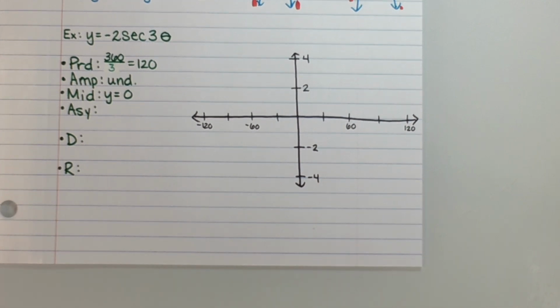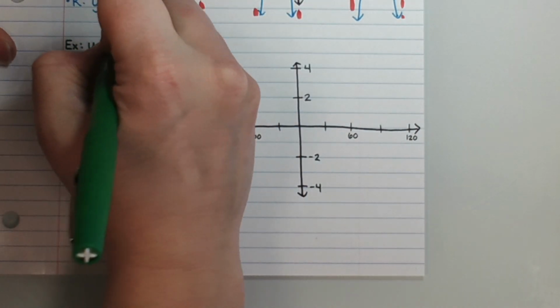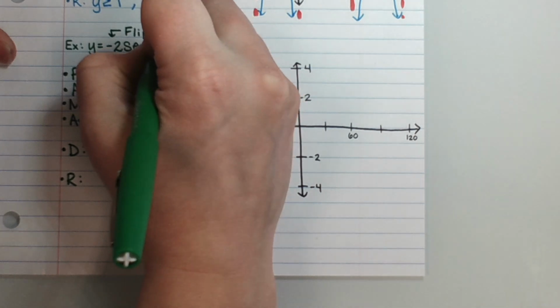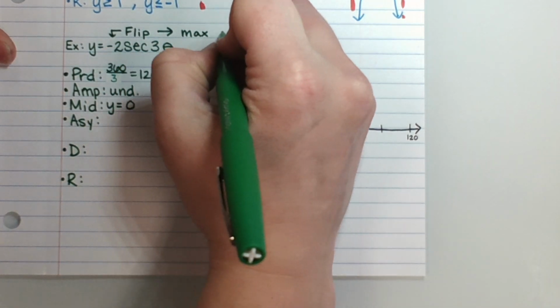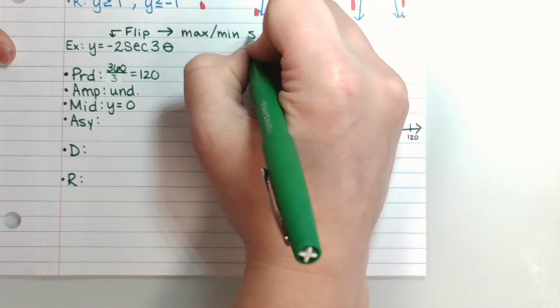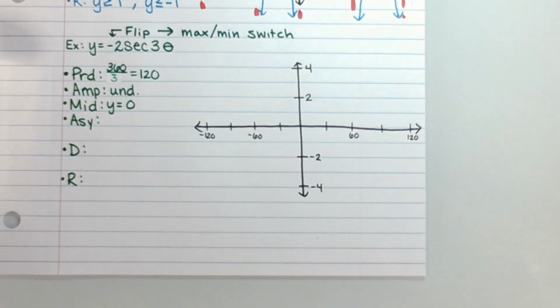Secant, we said, was the reciprocal of cosine. So we're going to get the important parts of cosine down and we're going to flip them around. Cosine, does it typically start at its maximum or at its midline? Typically starts at its maximum. Will this one start at the maximum? No, because what's this one doing? It's going to reflect. It's going to flip. Remember, when you do a flip, you got a maximum-minimum switch going on. Putting that switch on the maximum or the minimum for cosine will take care of the flip for secant.